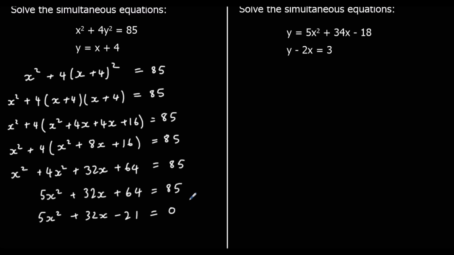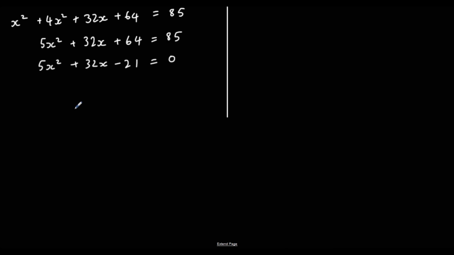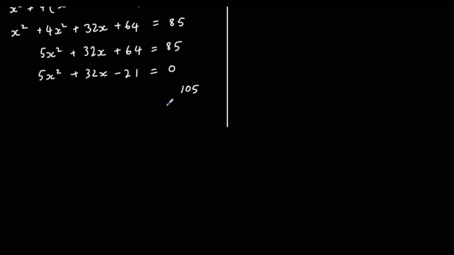So does this factorize? Again, I don't know. And to check, I can do a times c. 5 21s are 105. And what multiplies to make 105? It's not in the 2 times table. It's 3 35s. And that will give us a 32.